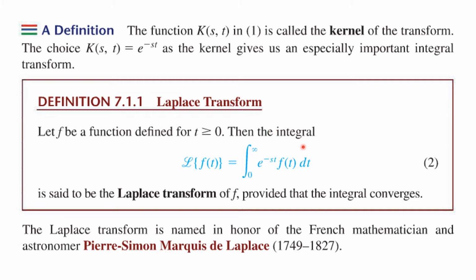So if f is a function defined for t greater than or equal to 0, then the Laplace transform of lowercase f is equal to the improper integral from 0 to infinity of e to the minus st times f of t dt, and this is said to be the Laplace transform of lowercase f, provided the integral converges. It's named in honor of Laplace, and later Heaviside did a lot of work here, and we may talk more about him later.